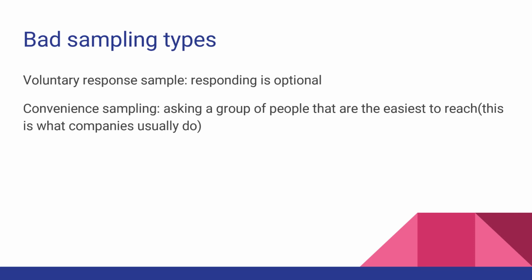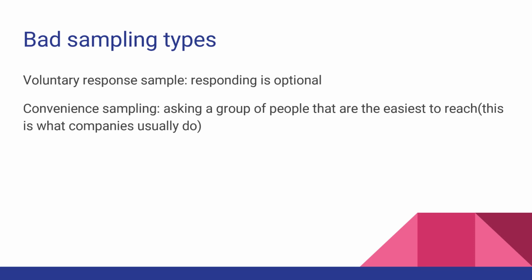Now you have some bad sampling types that you'll see a lot. The first one is voluntary response sample. So this is when responding is optional. These samples are the surveys you get in the mail, or from your spam calls, you don't have to respond to these. And this introduces a lot of bias in that the people that do respond likely have very strong opinions and want to share their opinions. People that are more on the neutral side are less likely to care as much, and therefore also less likely to respond. So that creates a sort of silent majority.